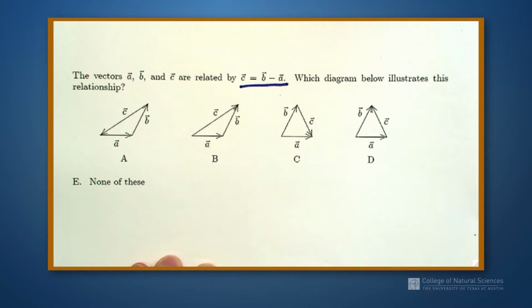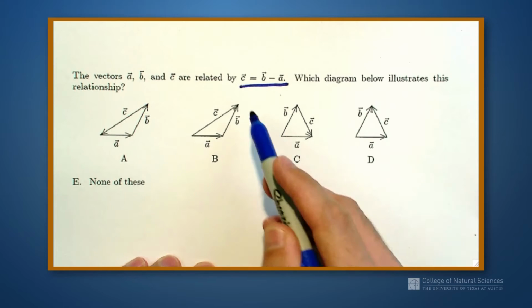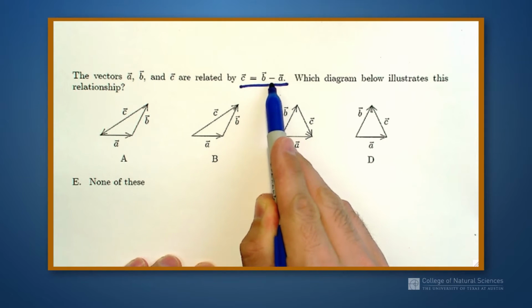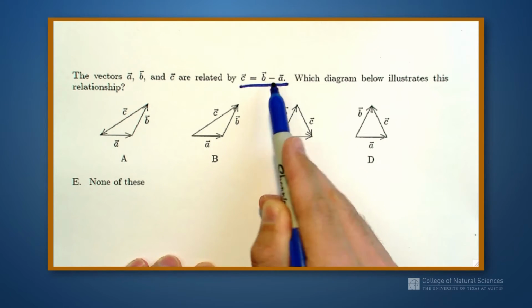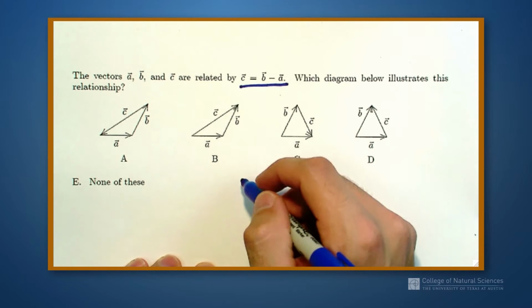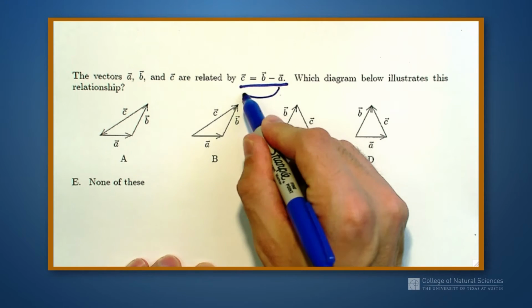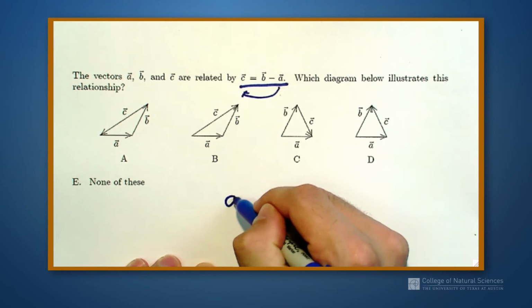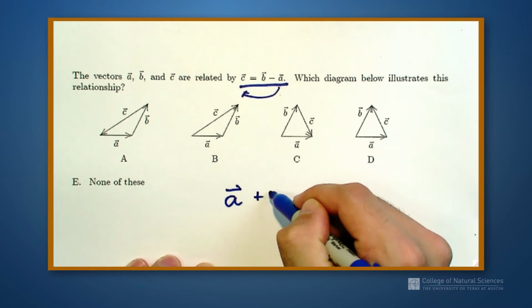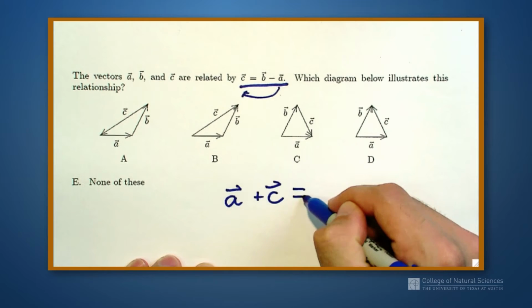So the question says, the vectors a, b, and c are related by the equation c is equal to b minus a. Which diagram best illustrates this relationship? Well, the part that I think is most confusing is this minus sign. So I'm going to rearrange this equation. And there's nothing that says I can't move this a to the other side. So I'm going to say that this is a plus c is equal to b.